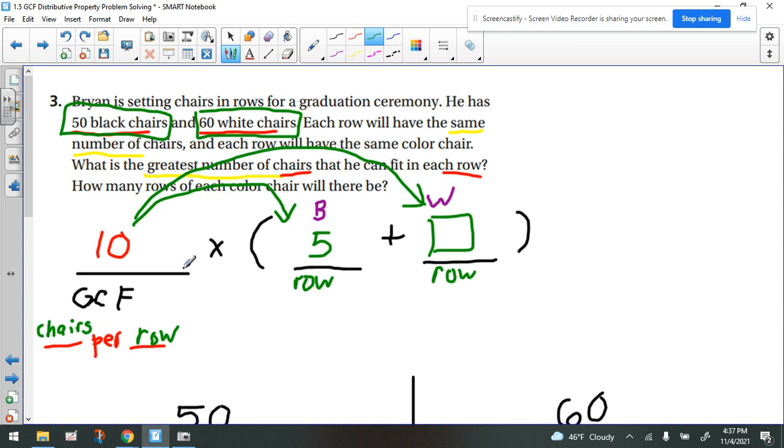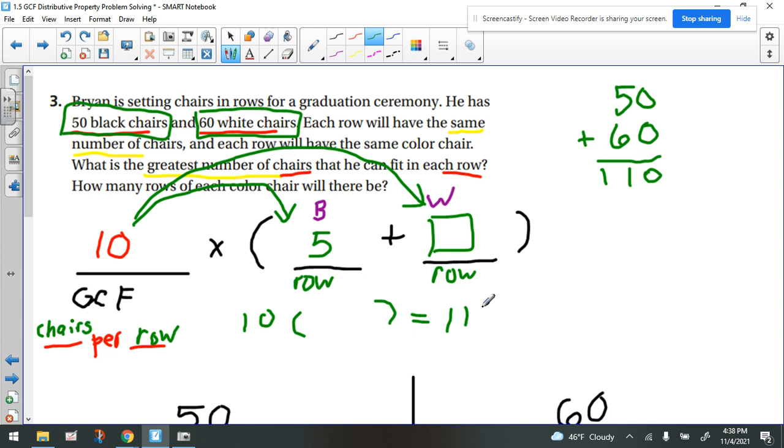All right, now, just something that I want you to get in the habit of checking. The chairs don't disappear. They're just rearranged differently, right? So if we add up our 50 black chairs with our 60 white chairs, and we ask ourselves how many chairs do we have altogether, we're going to get 110 chairs altogether. So if you add these two numbers and multiply the sum by 10, it should equal 110. Just make sure that it does to validate the fact that you've done this correctly.